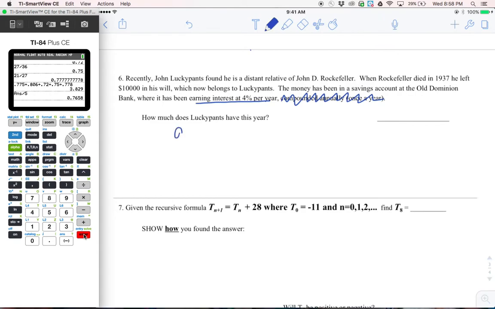So we're going to write a formula here. All right, it's exponential because we're multiplying each year. We're earning 4% each year.